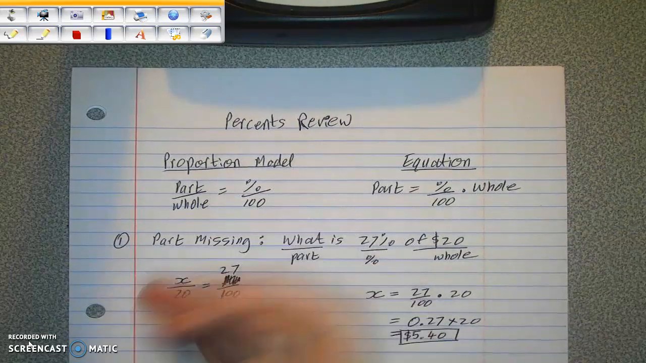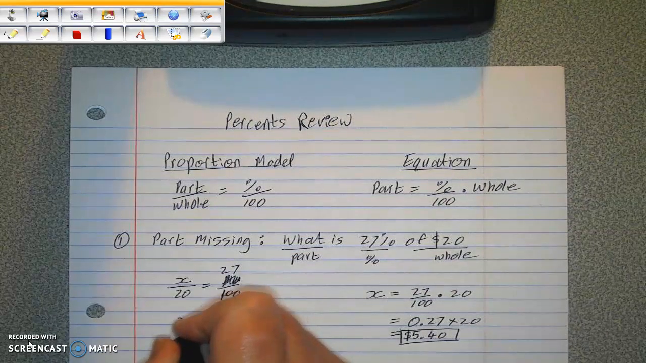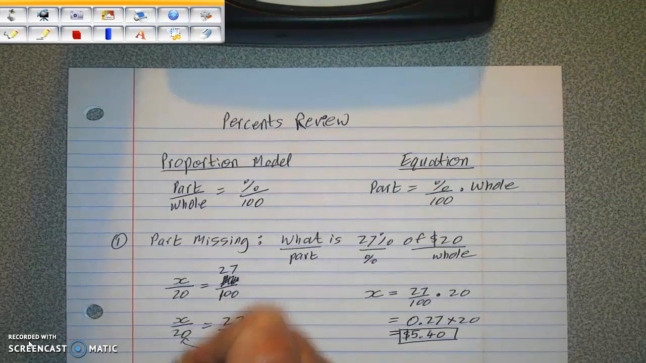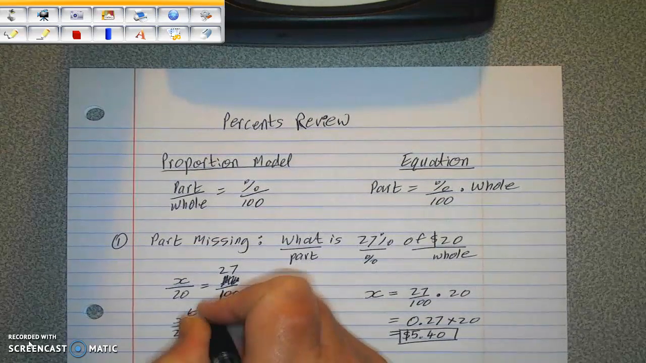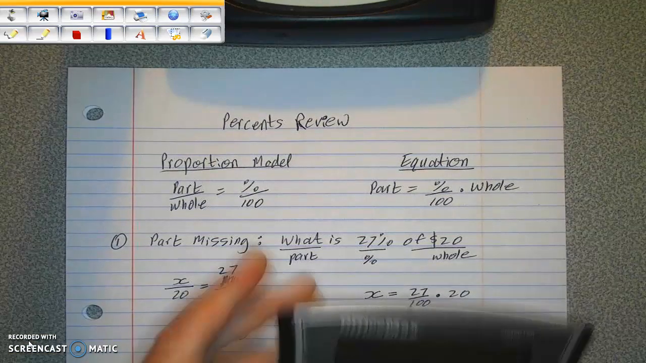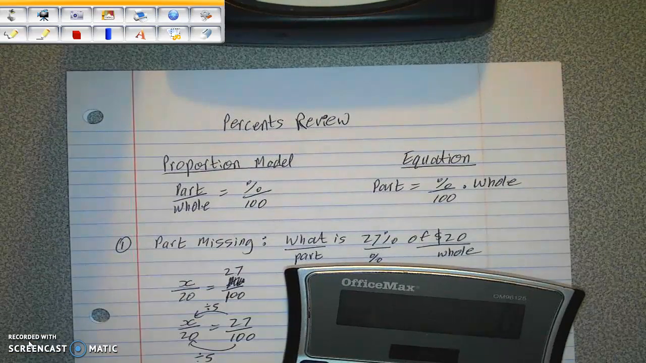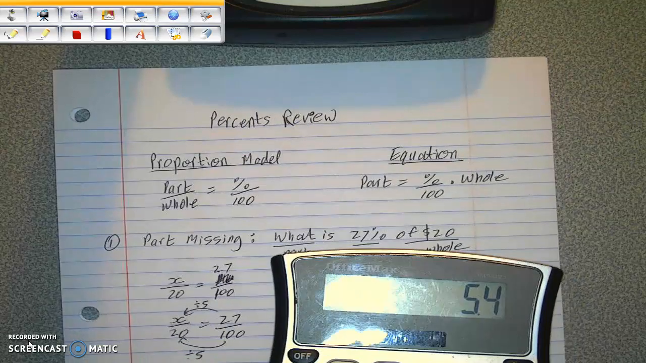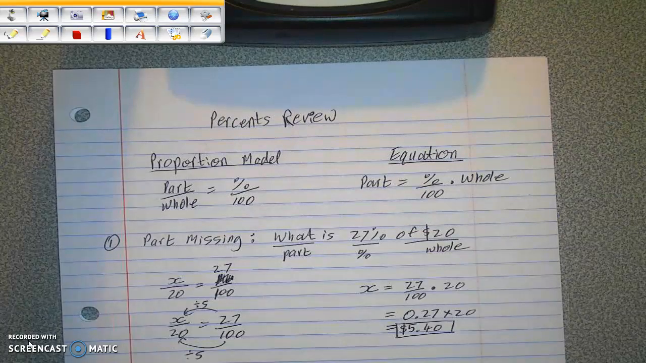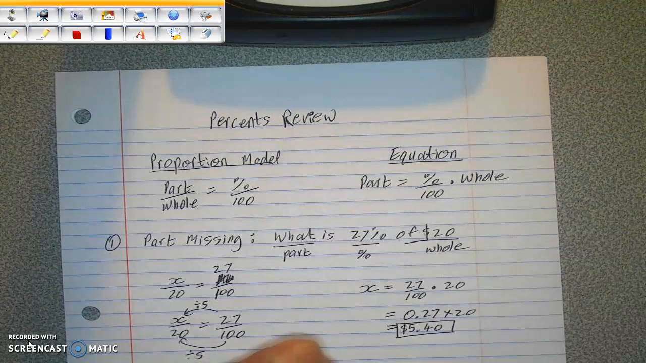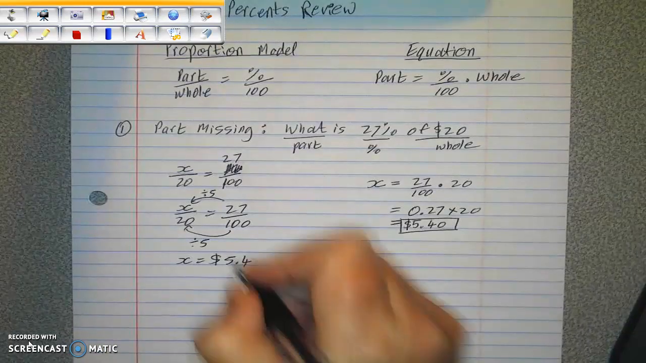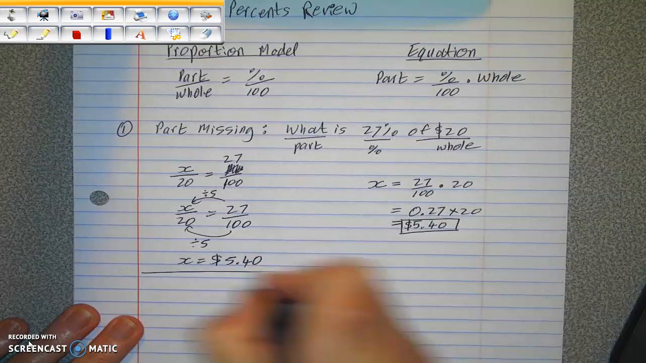Okay, you can also do it using the proportion method. What I would do here is I'm dividing by 5. So I would do 27 divided by 5. And on my calculator, 27 divided by 5, you can see there that I get 5.4. So x is equal to 5.4, or that essentially is $5.40. Okay, so that's when the part is missing.